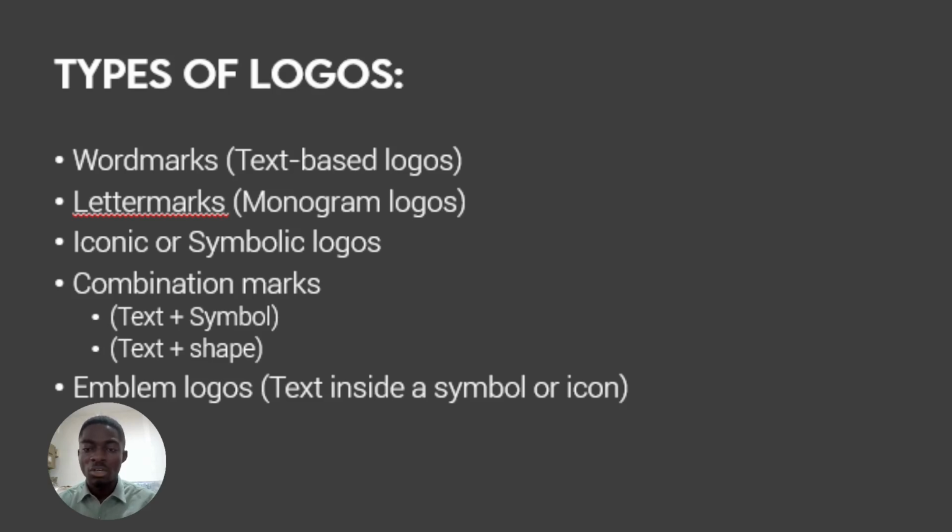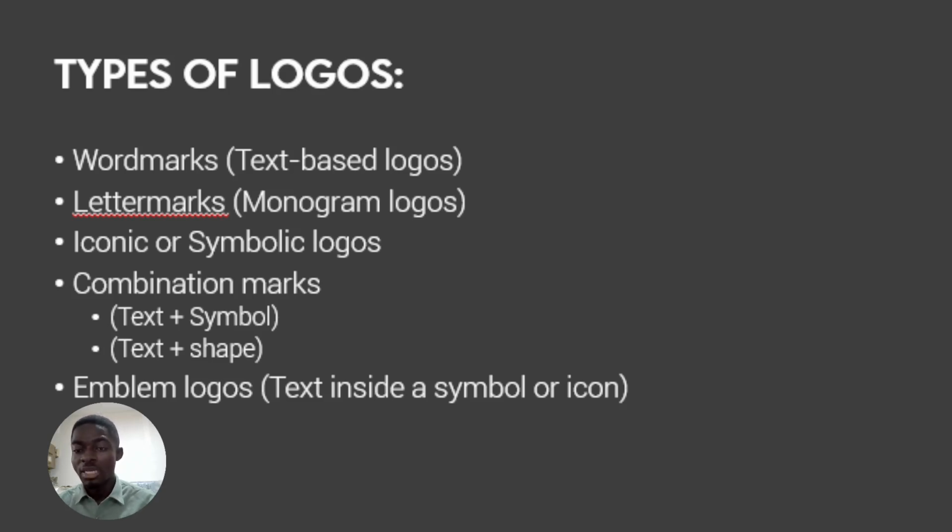Now, what forms do they come in? What are the types that we have? We have logos which are type based or text based, which use word marks. So you have a logo like Samsung, which is just text based. They don't have any picture or shape to depict Samsung. It's just SAMSUNG, and that's a text based logo.